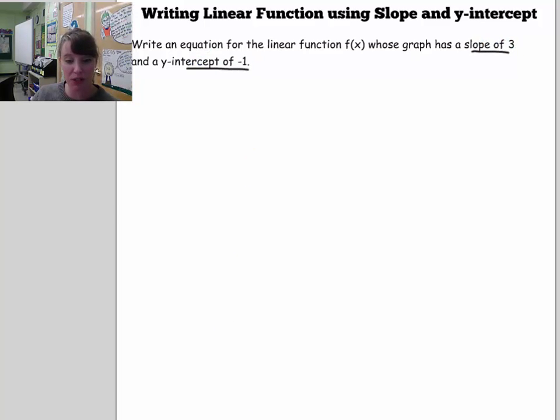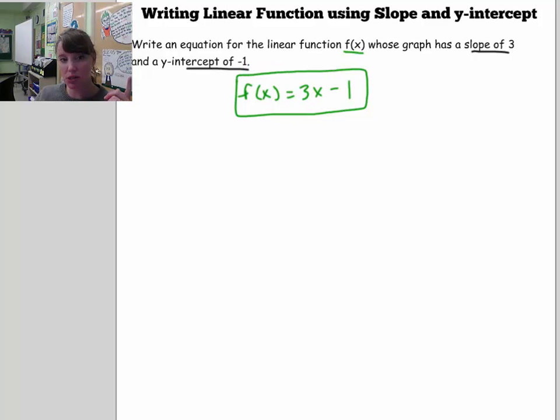This is a fairly easy situation here where it's saying write a linear function f of x that has a slope of 3 and a y-intercept of -1. Well, we can just translate that very easily into the slope-intercept form. So it's going to be 3x, and we're going to do -1. We could do a plus -1, but it's a little bit more simplified to do -1. Okay, so there we go. We wrote the equation in slope-intercept form that has a slope of 3 and a y-intercept of -1.